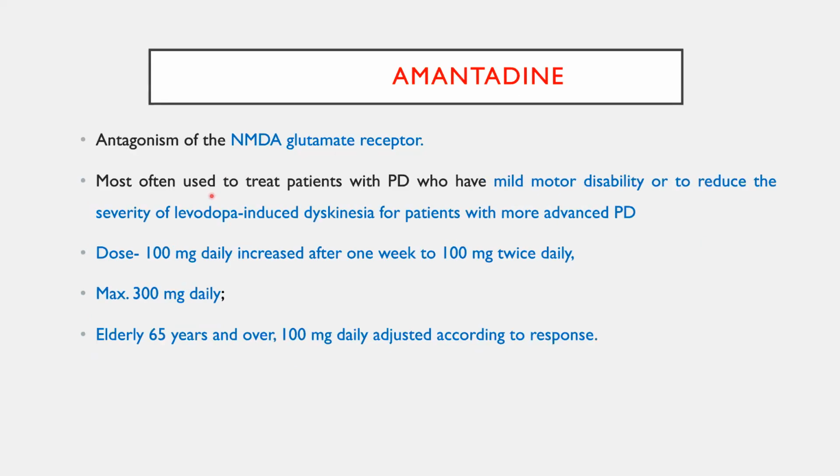Amantadine, this is an NMDA glutamate receptor antagonist. The dose would be 100 mg daily. In young patients, you can give up to 300. In the elderly, better you give up to 100. In tremor dependent PD and Parkinson's disease associated dyskinesias, in that setting, it would be much more beneficial.